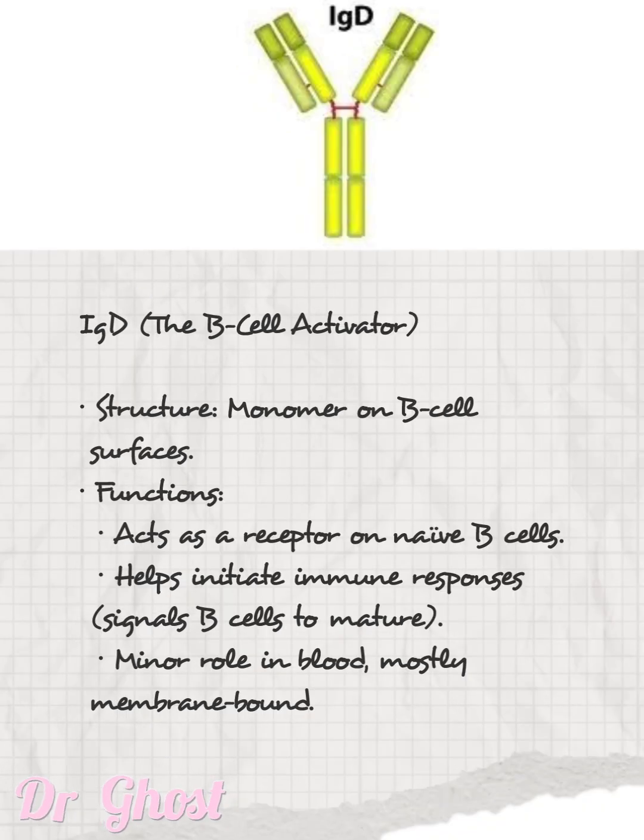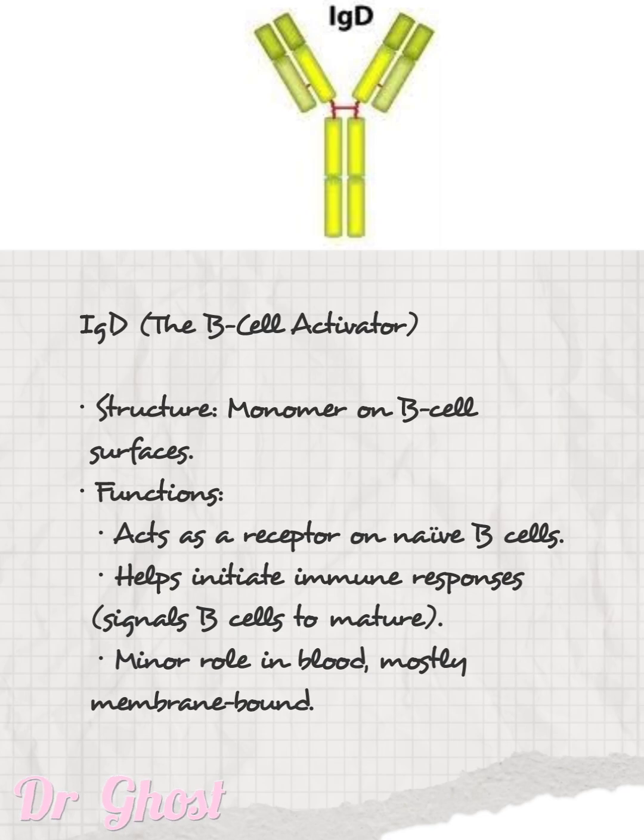So to conclude, our mnemonic GAMED ends with IgD, the B cell activator. It acts as a receptor on B cells and it initiates immune responses by signaling B cells to mature. It has a really minor role in blood, but mostly it acts on the membrane of the B cells.